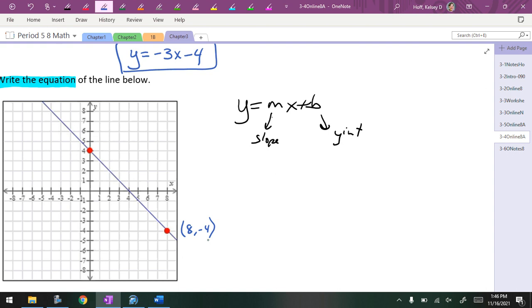How am I going to find my slope and my y-intercept here? Becca? Bingo. Your slope is rise over run. Now, if Aiden wrote down this other point, could he use y minus y over x minus x? Absolutely. But we can also count on our graph. We have to start at which point?